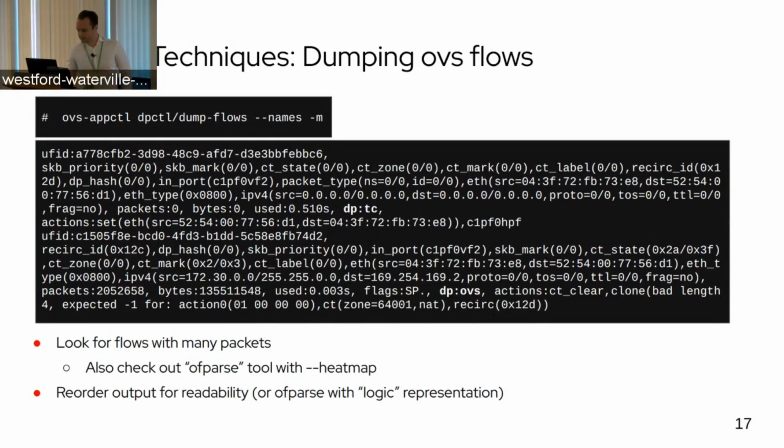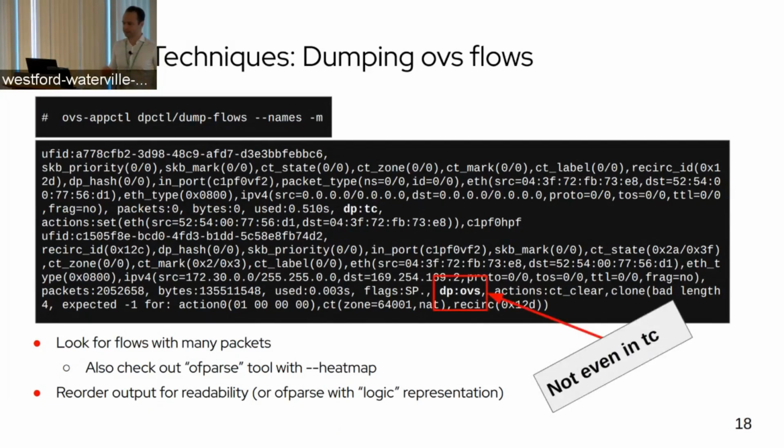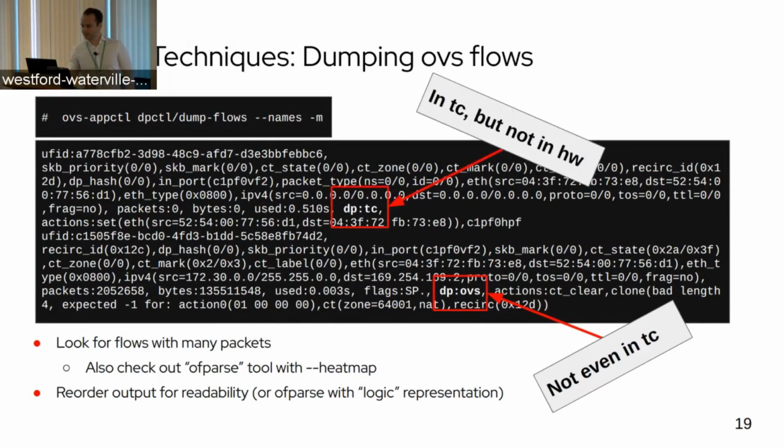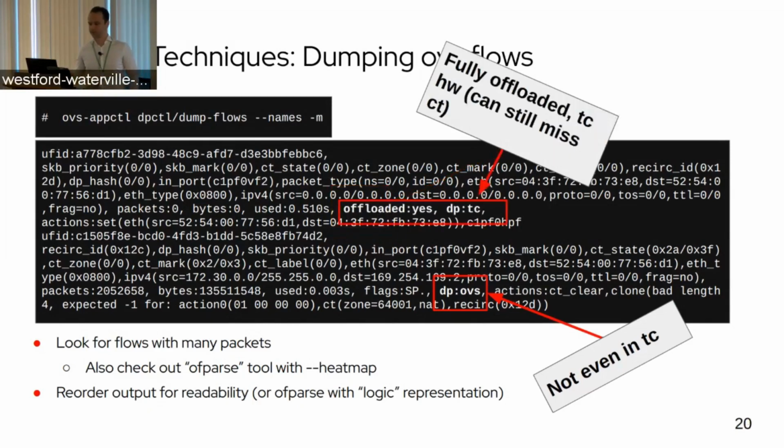If you look at this example here, what you can see is that this particular flow is using datapath OVS. This tells me that this flow is not in TC, so that's definitely something wrong. It's already far away from the hardware. And this other one is in TC, but it's not in hardware, because if it were in hardware, you would see something like offloaded yes. Right? So this is what you want.